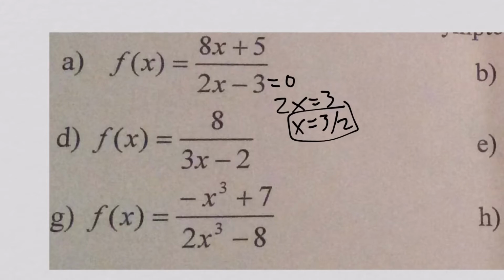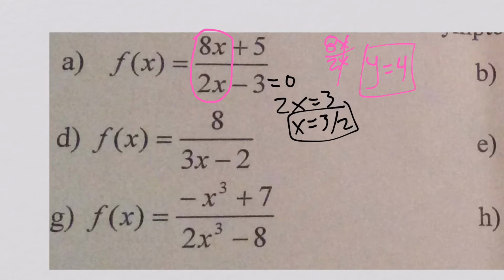And to figure out your horizontal asymptote, you need to look at the leading coefficient and the largest term, the term with the largest degree. So we need to look at 8x over 2x. And how does 8x over 2x simplify? Well, the x's cancel each other out, and you're left with 8 over 2, which is 4. So our horizontal asymptote is at y equals 4.